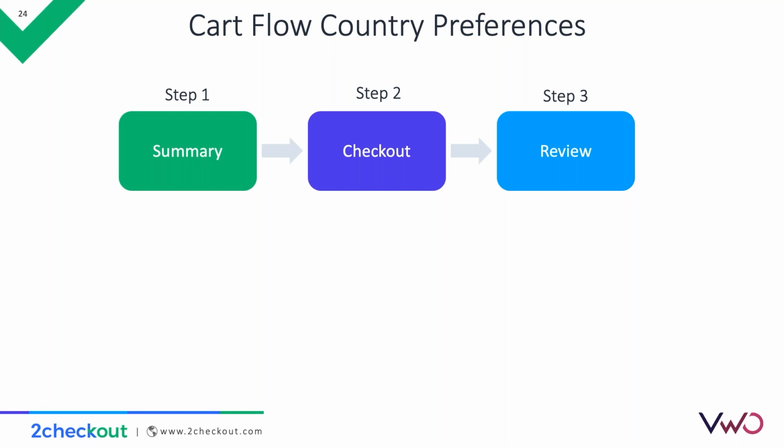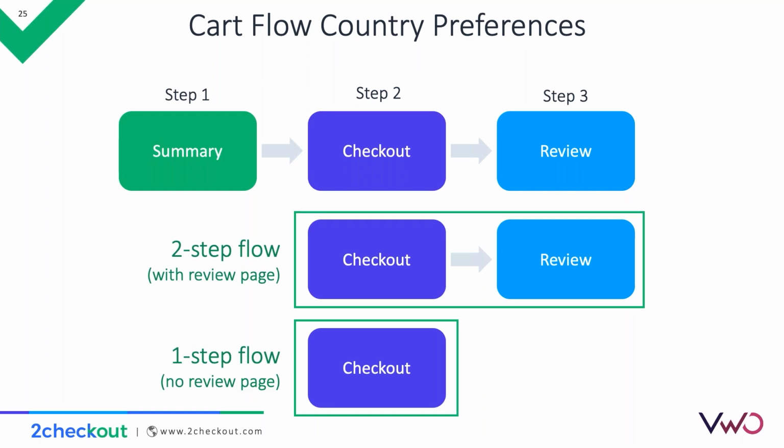There's the summary section, the first one, where you want to remind the user what he's purchasing. Then there's the checkout section, where the user actually enters his details, like credit card and billing info. And then there's the review section, where the user confirms his entered information and places the order.